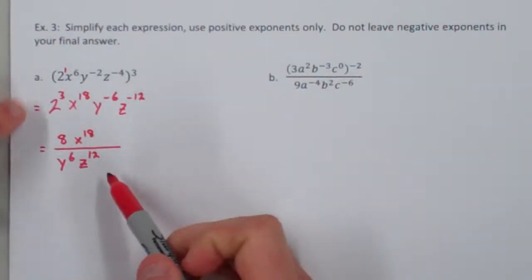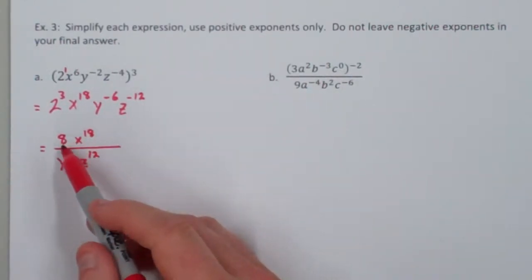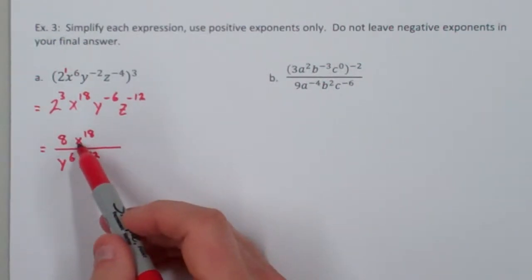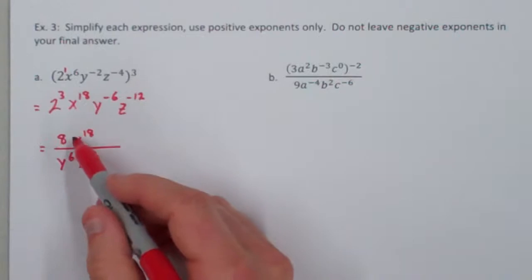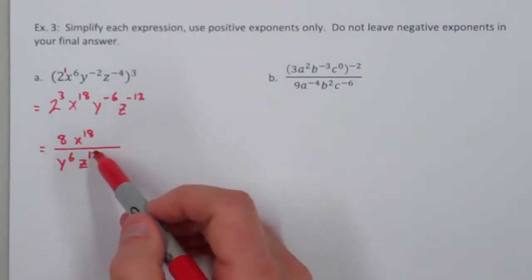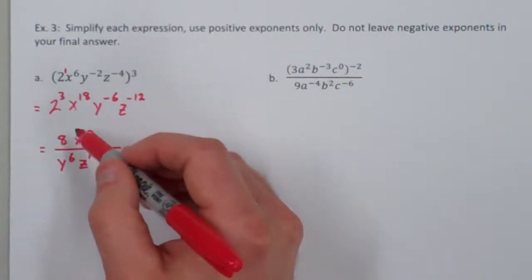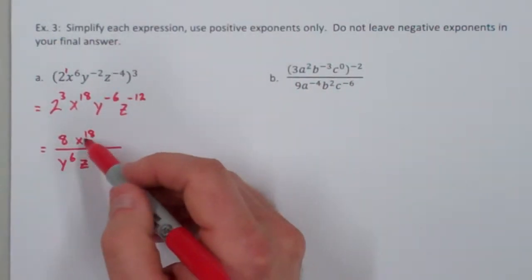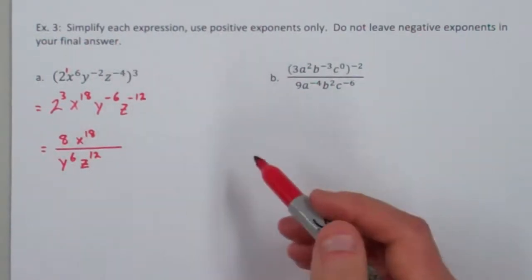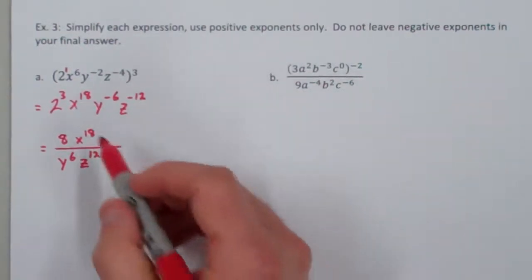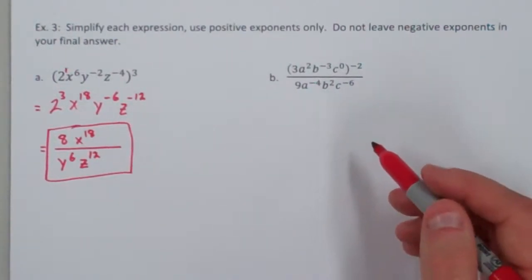One thing you should do as a last check, just to make sure you've fully simplified, is take a look at all your bases. We have a base here of 8, x, y, and z. They should all be different, especially if there's multiplication or division involved. If there's addition or subtraction, then it's a little bit of a different story, but for these kinds of problems, go ahead and make sure that your bases are all different. If some of them are the same, then go ahead and perform those operations. So this will be your final answer, fully simplified form for A.